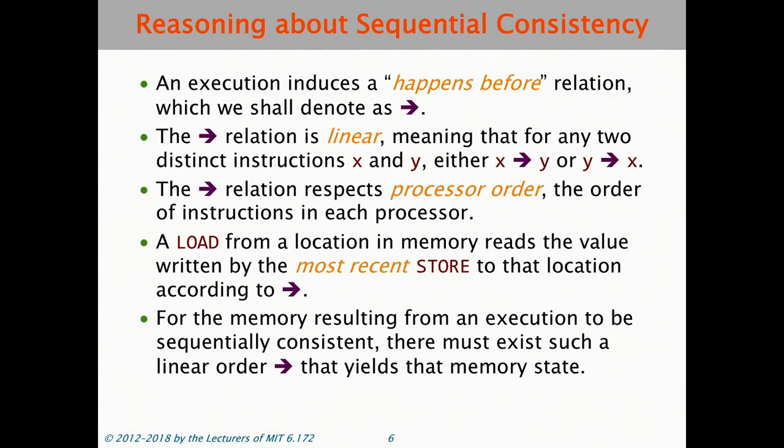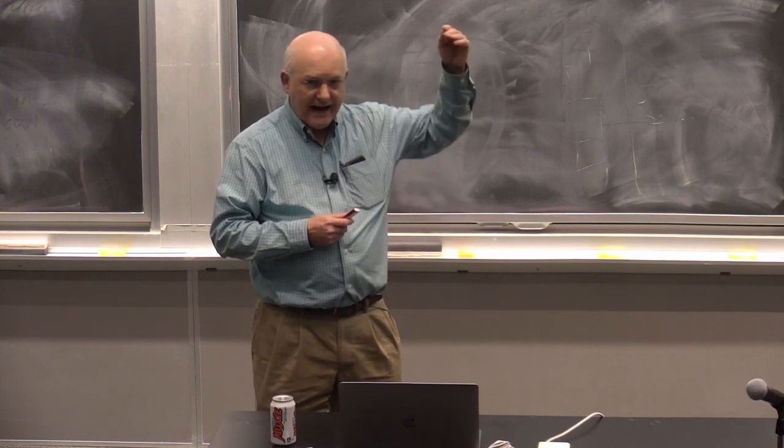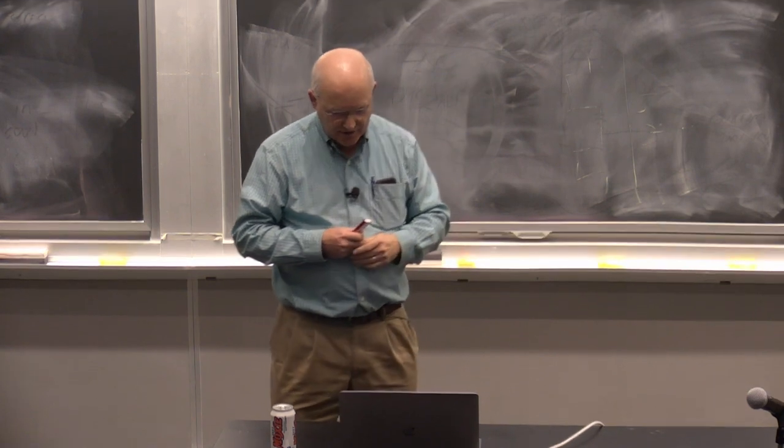The way that you can formally reason about this to make an argument, as you might have, for example, on a quiz, if we had a quiz coming up, would be to understand that an execution induces a happens-before relationship that we will denote as a right arrow, okay? And the right arrow relation is linear, meaning that for any two different instructions, either one happens before the other or the other happens before the one. This is the notion of a linear order, okay? The happens-before relation has to respect processor order. In other words, within the instructions executed by a processor, the global order has to have those same sequence of instructions of whatever that processor thought that it was doing.